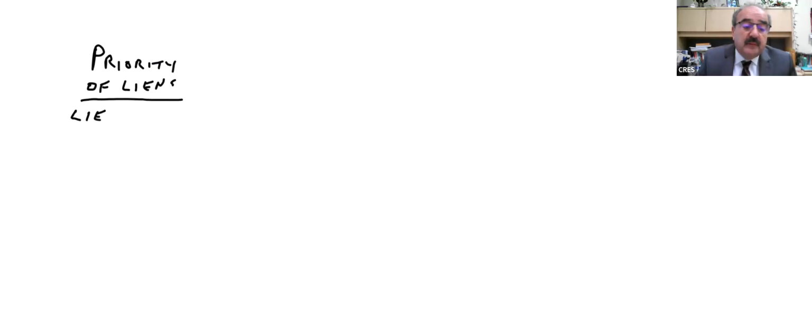So let me write this down. Priority of liens. So again, liens are paid according to when they are filed or recorded. I want to write this down. You should write this down too. Liens are paid. Want to know this. According to when they are filed and recorded.